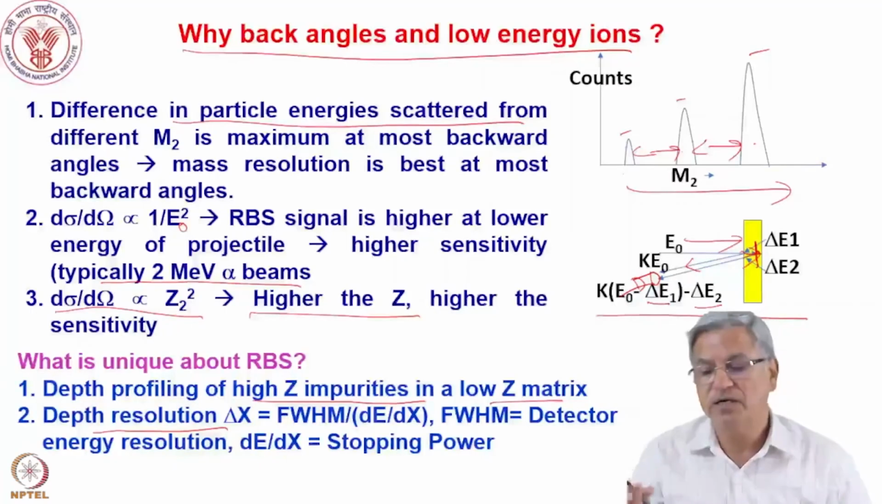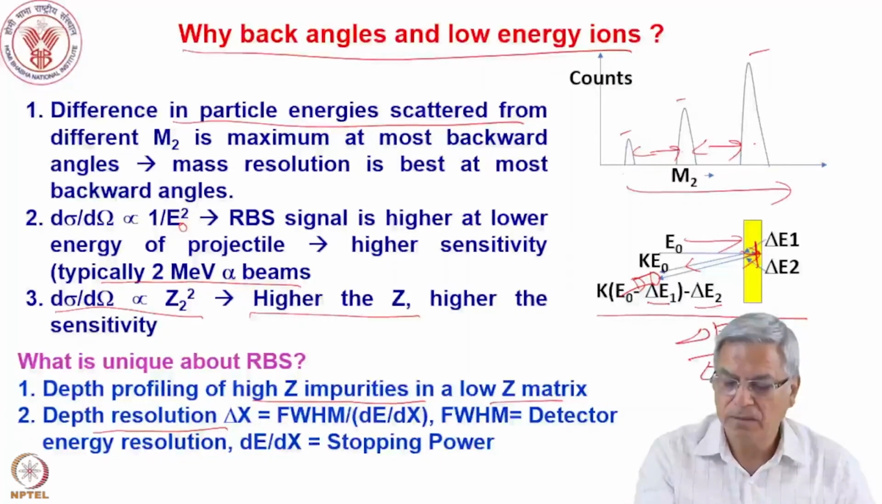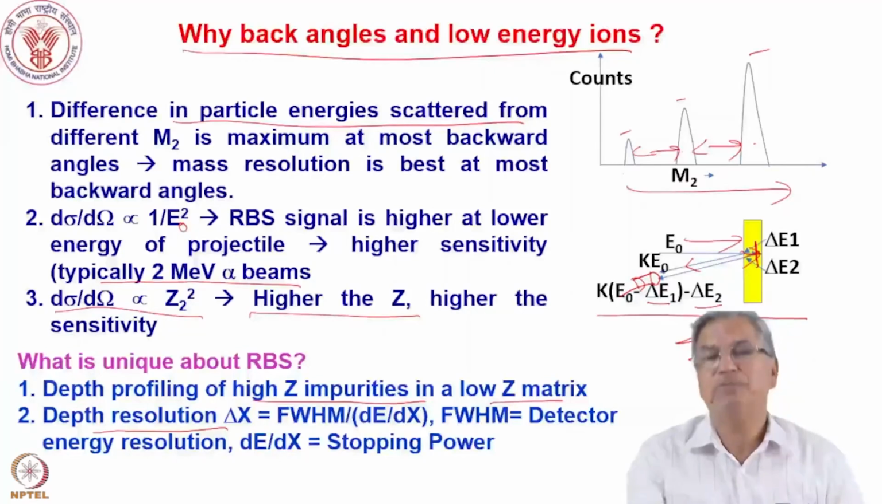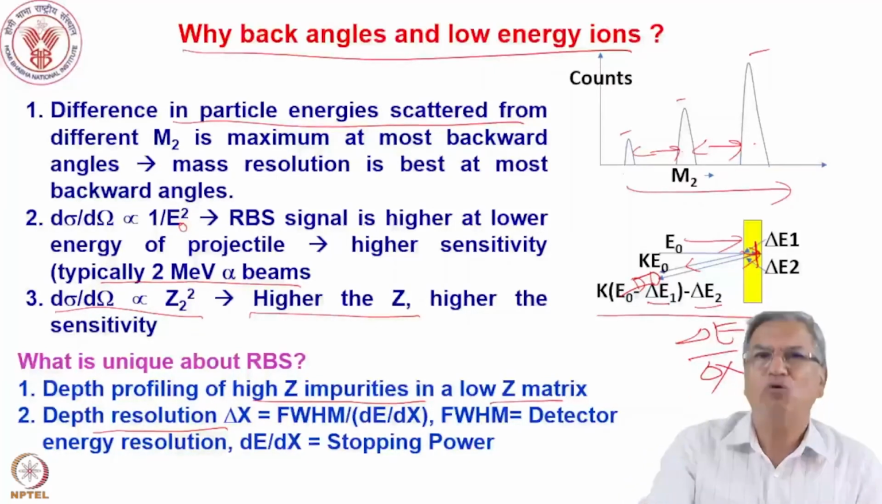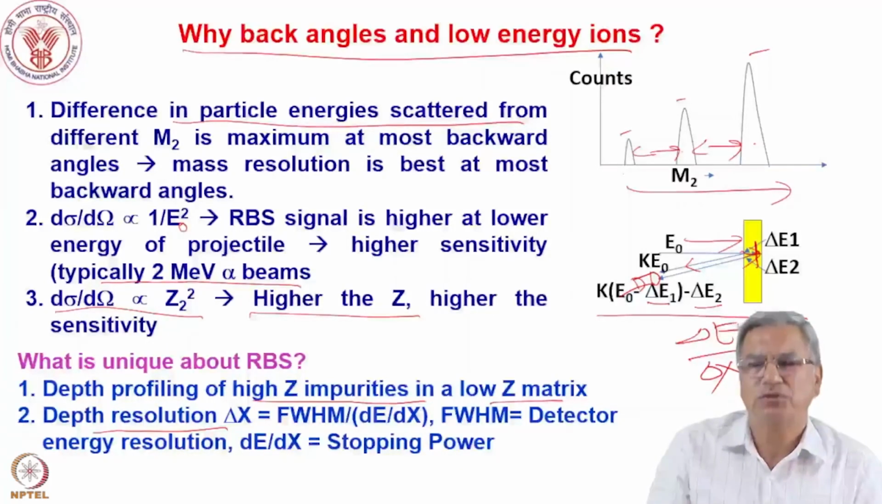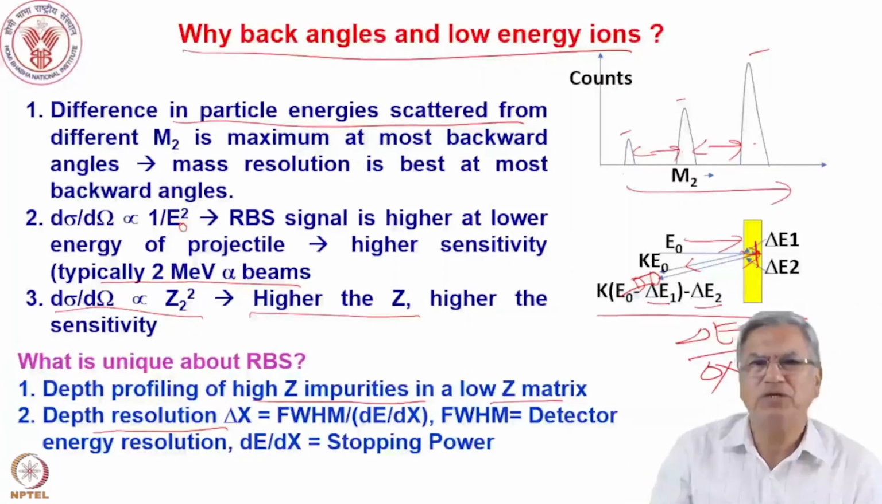Suppose you know the dE/dx, you can find out the depth at which the backscattering took place. So by recording the spectra of the backscattered projectile particles, you can do depth profiling, and you can also get the depth resolution. So impurity concentrations, and at what depth they are, you can see.